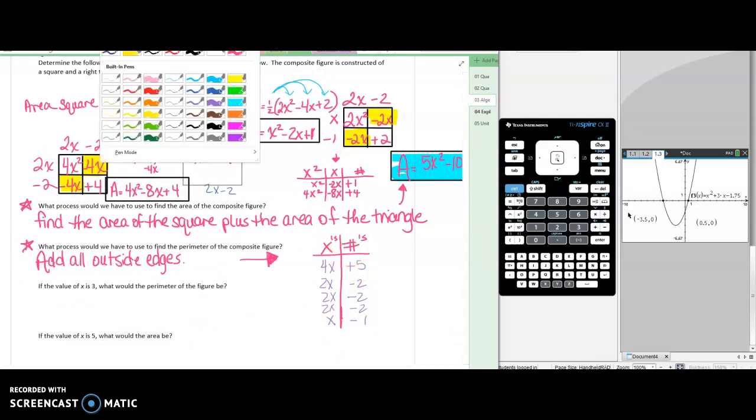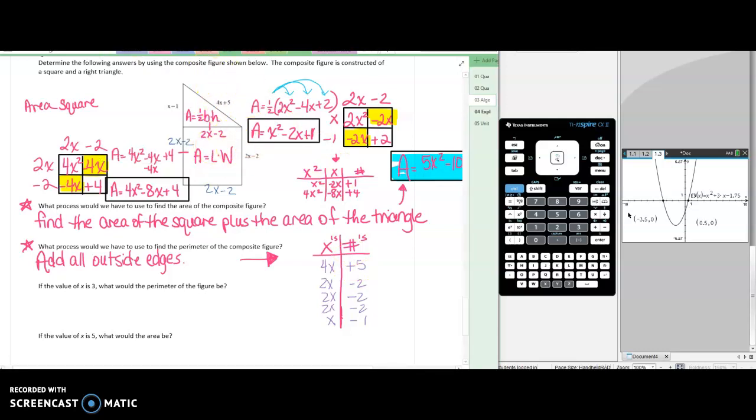So as we go through these, I'm going to show you what I did. So we did 4x plus 5. There's that one. Okay, 2x minus 2. There's one of those. Here's another one. I'm going all the way around the outside edges. 2x minus 2, and then the x minus 1. Now, I'll put them under the x's and the numbers. Put them under those columns. When you add 4 plus 2 plus 2 plus 2 plus 1, don't forget that's 1, you get 11. So this is 11x. If you add all of these integers, you end up getting a negative 2. This is the perimeter of that composite figure.